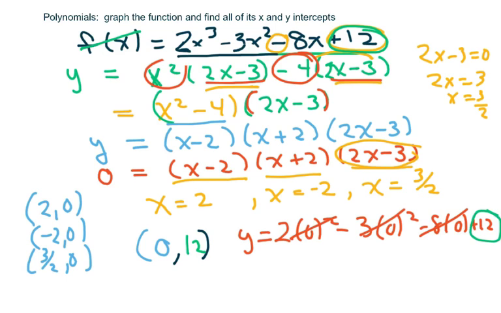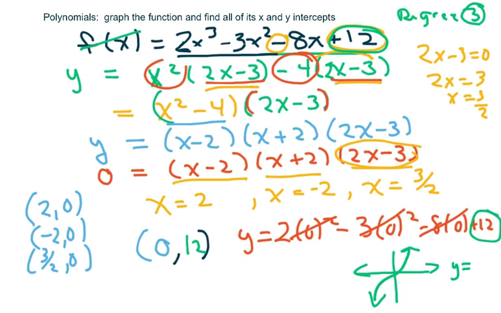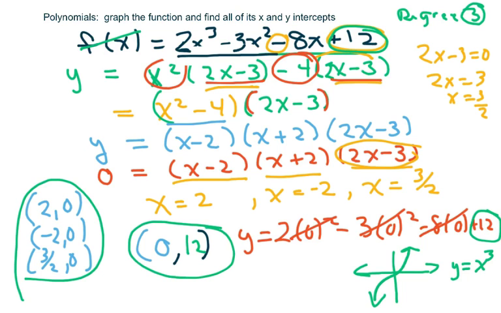So there's your intercepts. I do know that my degree is 3. So my end behavior, we're going to be starting in quadrant 3 and ending in quadrant 1, because it has the power function as y equals x cubed. So that's what I'm going to do. I'm going to graph my x-intercepts and my y-intercept, and then graph it.